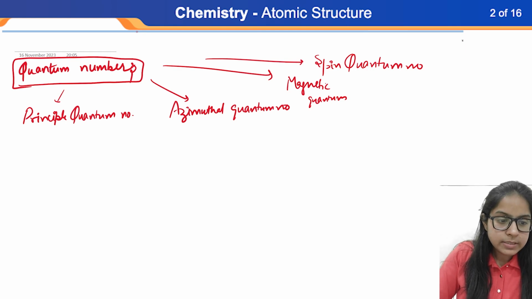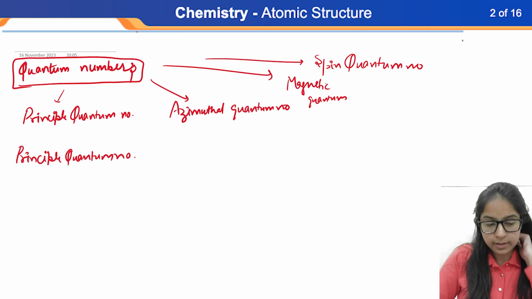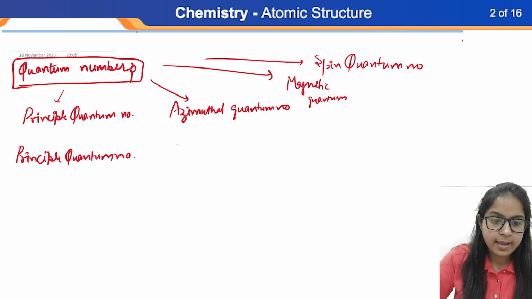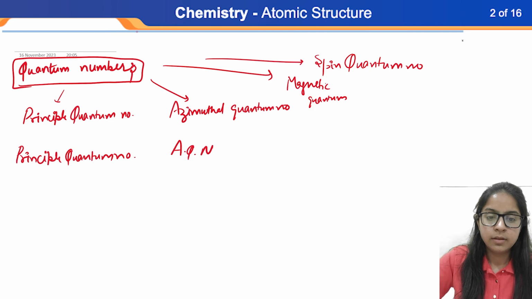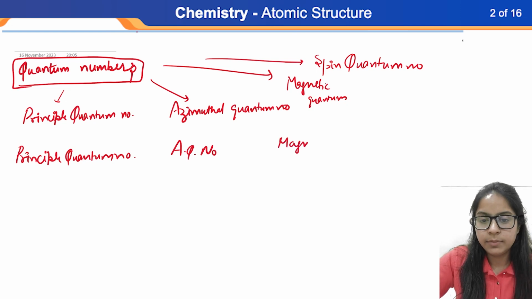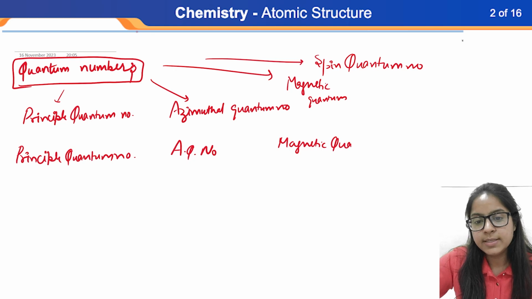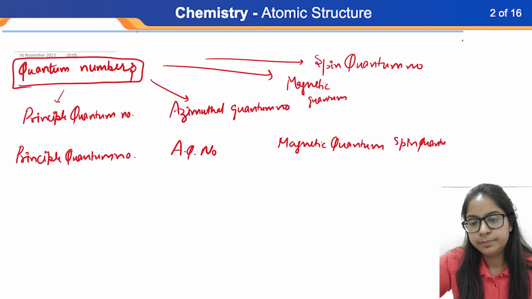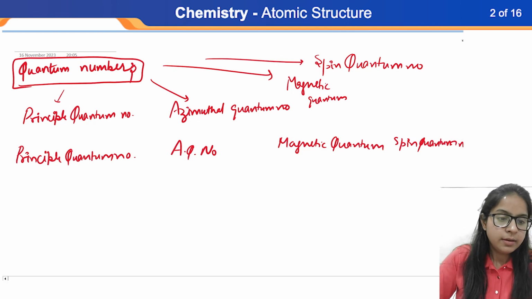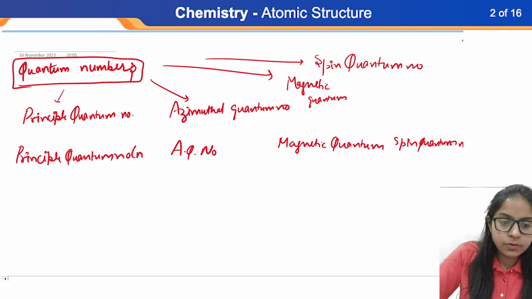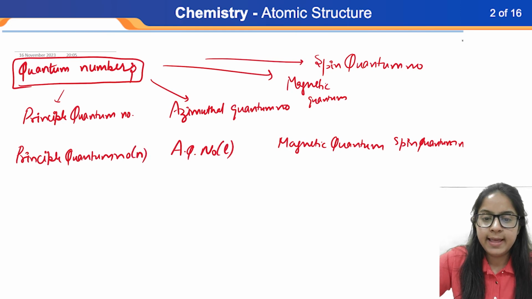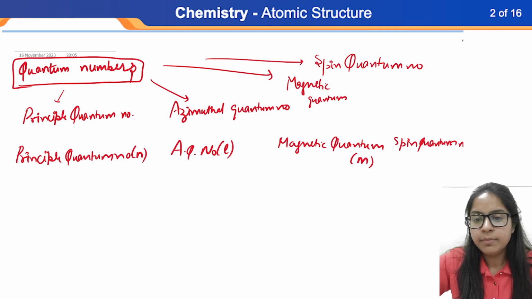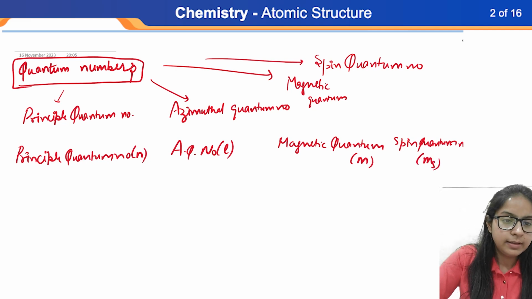Okay, now the principal quantum number tells in which shell exactly the electron is present. Then the azimuthal quantum number, then the magnetic quantum number, and then the spin quantum number. Let us see what that means. The principal quantum number is denoted by n, azimuthal quantum number by l, magnetic quantum number by m, and spin by ms.